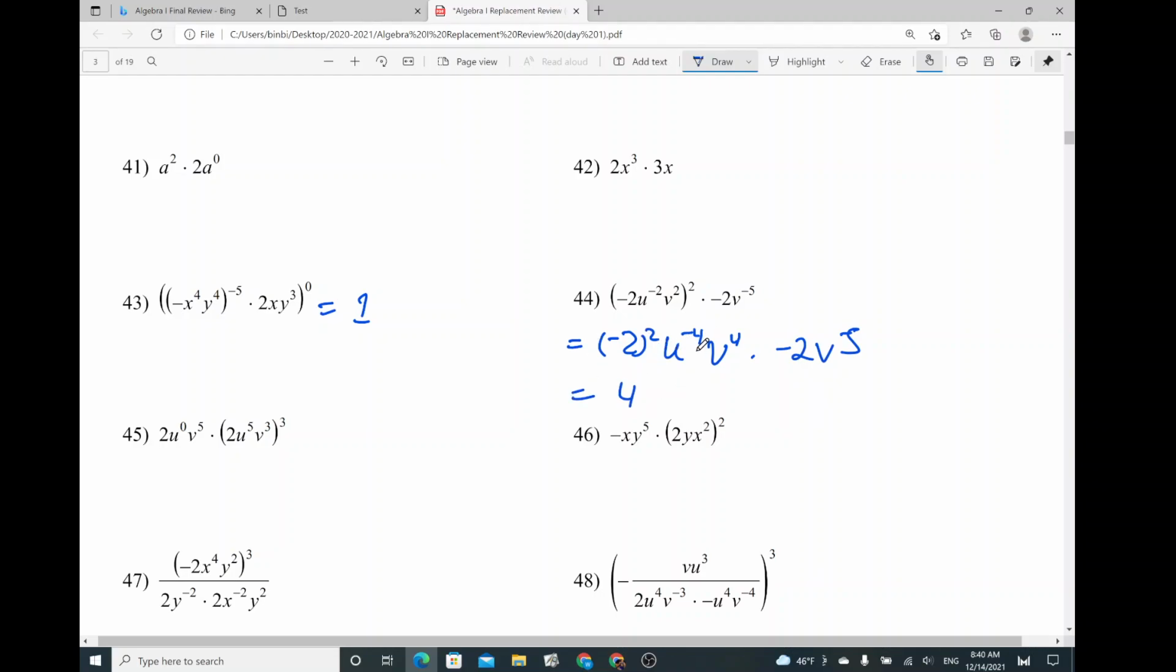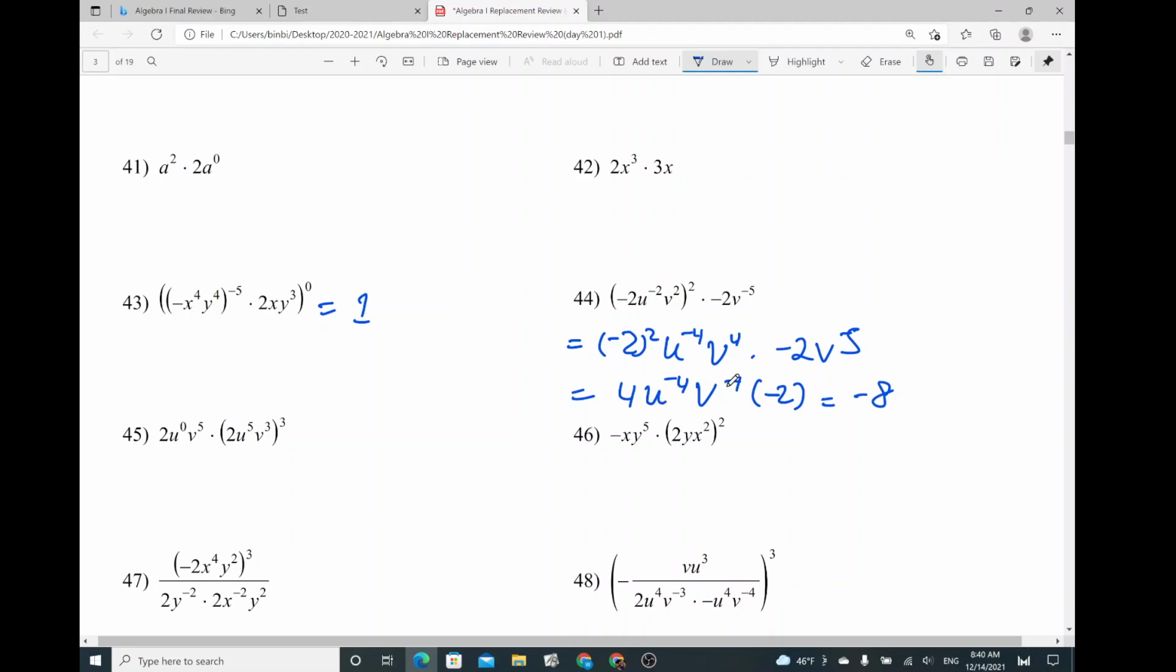So u, nothing's related, so just bring it down first. So v to the power of 4 times v to the power of negative 5, so then that'd be v to the power of negative 1. Multiplication, same base, we combine the exponents. So 4 plus negative 5, negative 1. And then don't forget about that negative 2, we're going to multiply that with 4 as well. So 4 times negative 2, negative 8.